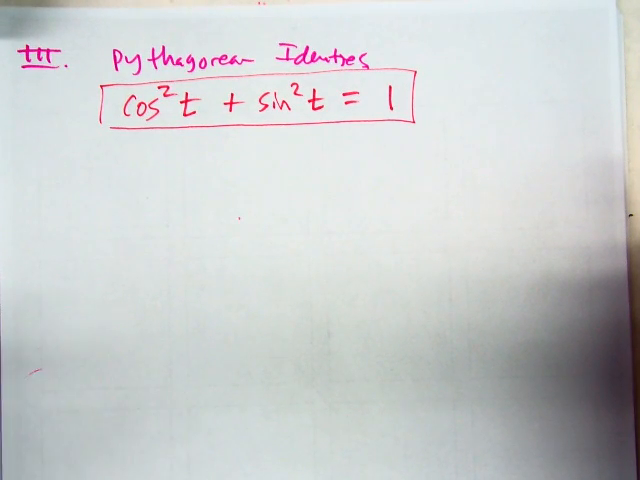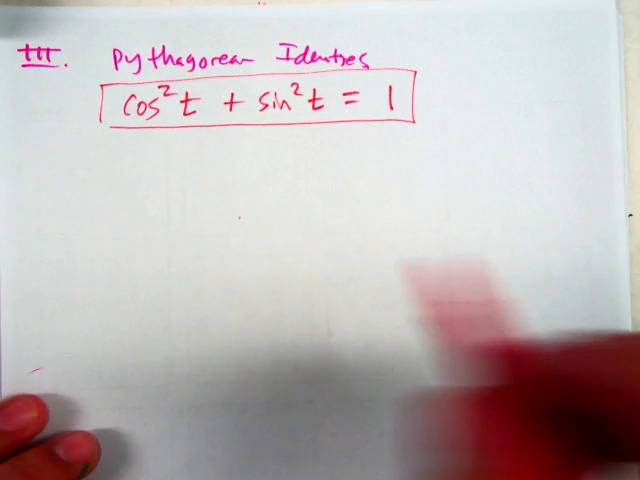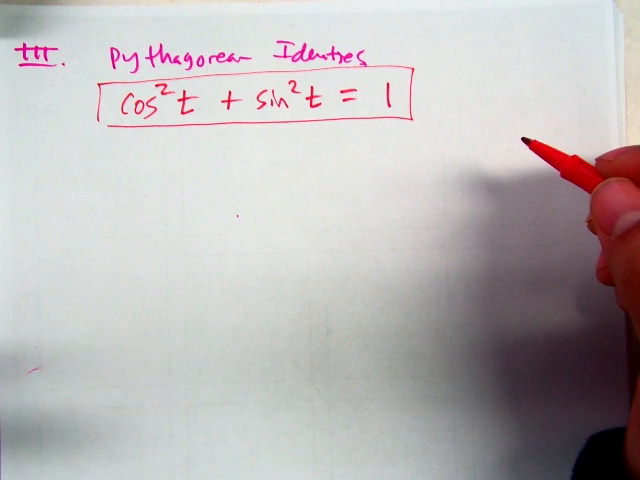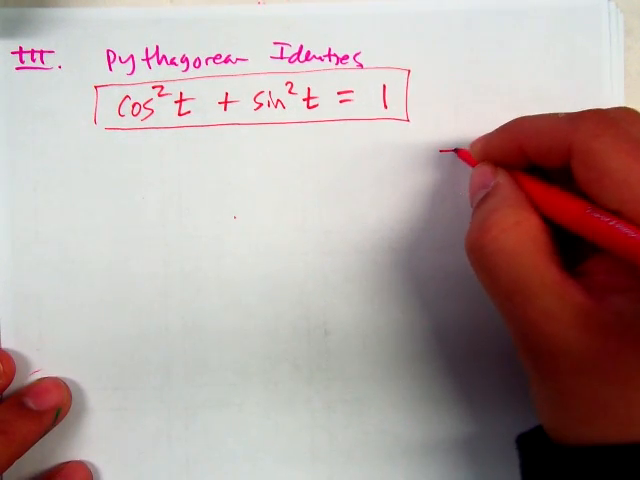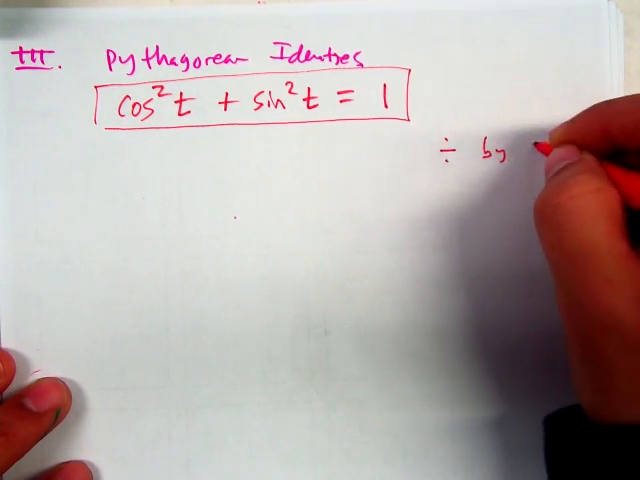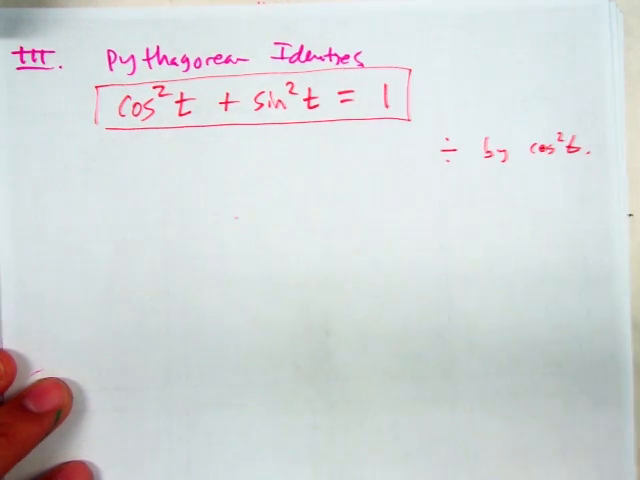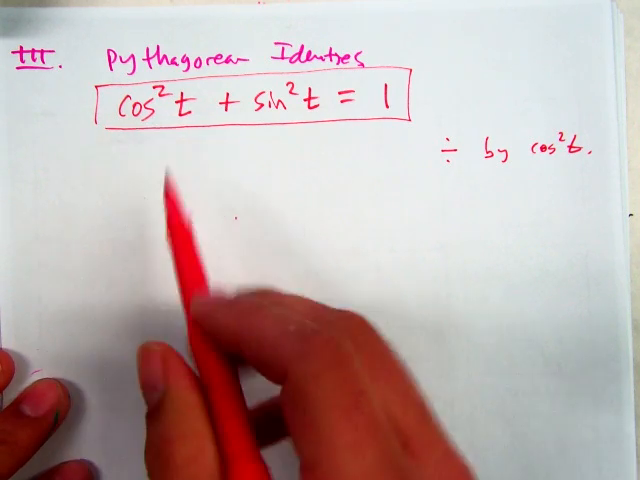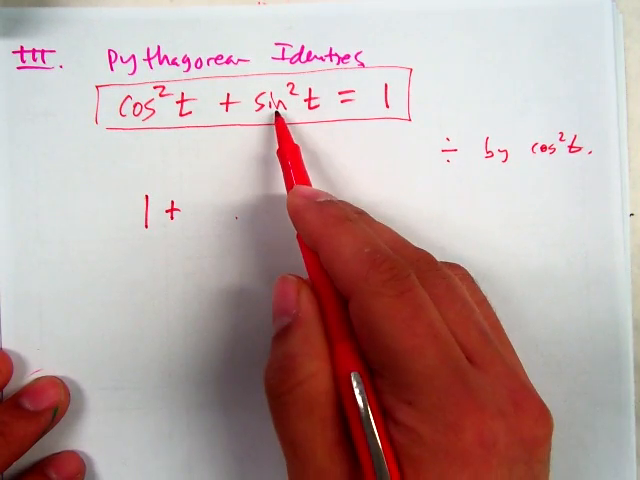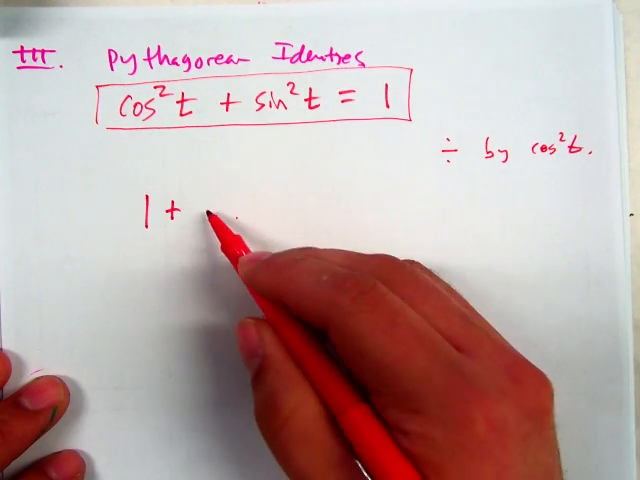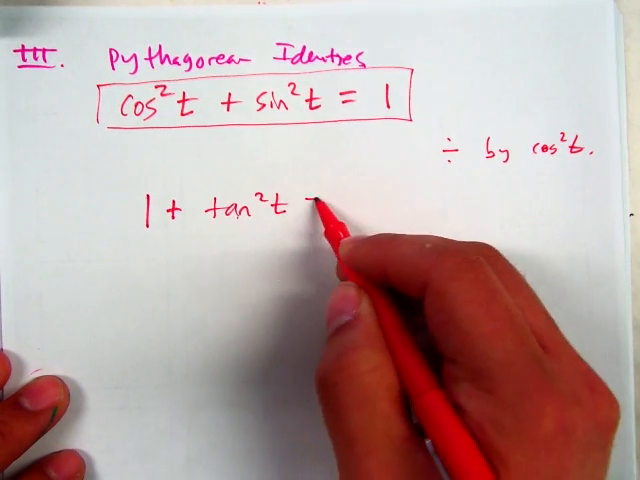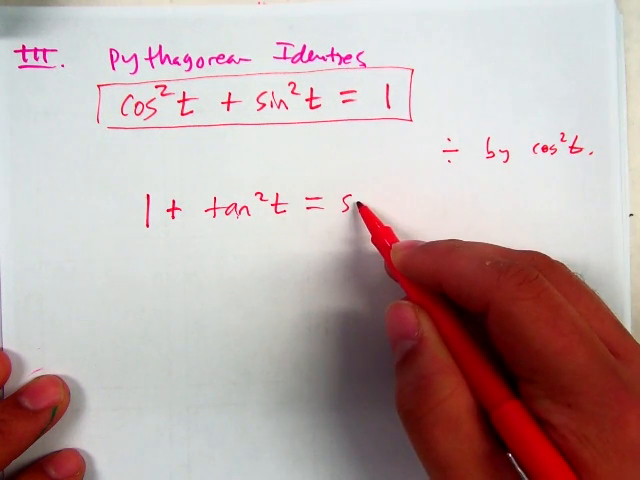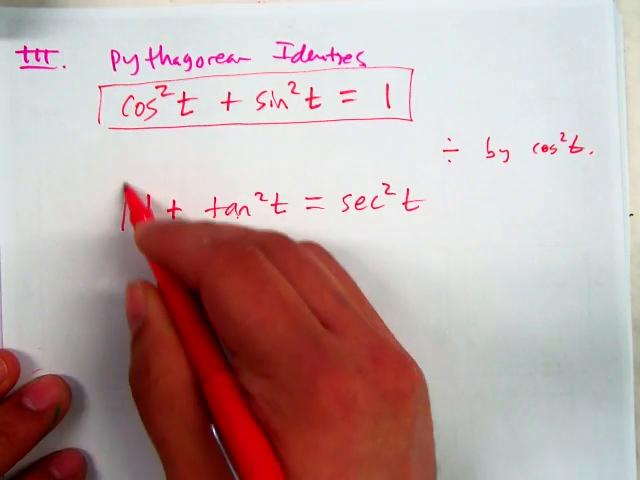And now to get the other two that you have to memorize, and honestly, I forget them sometimes too, but I remember the trick, okay? If I divide everything by cosine squared, you get a new identity. What's cosine squared divided by cosine squared? 1. Good. What's sine squared over cosine squared? Tangent squared. Good. And what's 1 over cosine squared? We already know that. Secant squared. Good. So this is identity number 2.